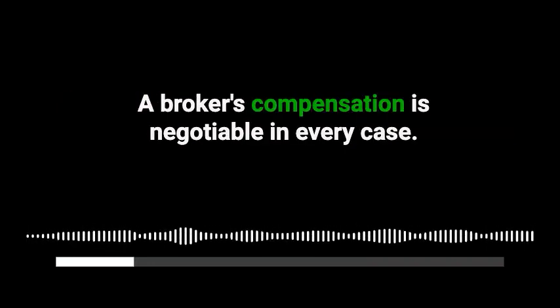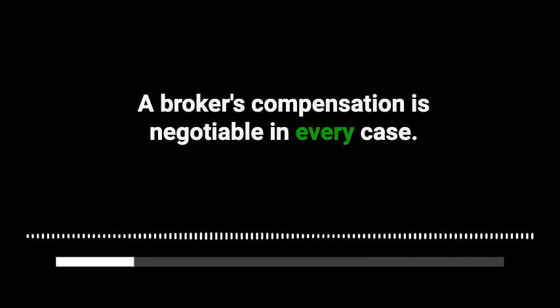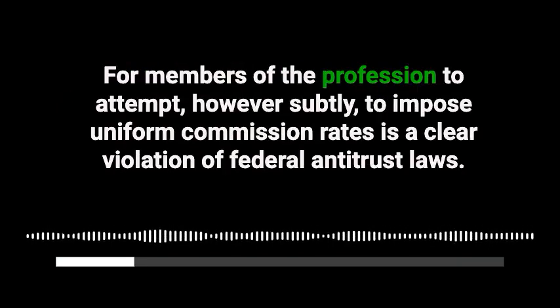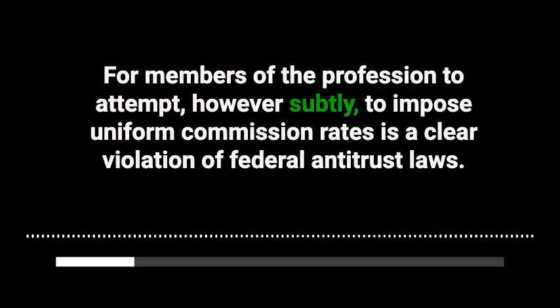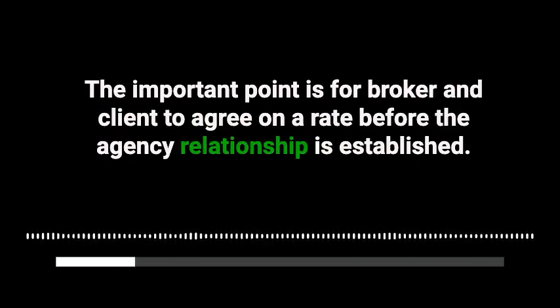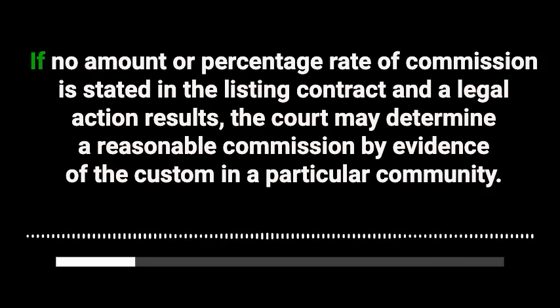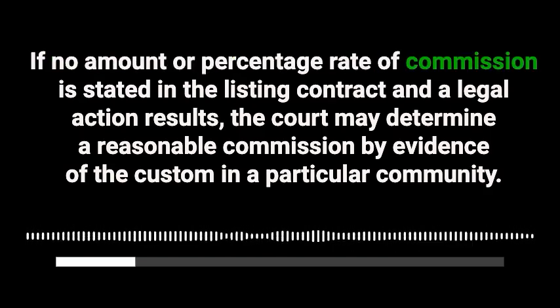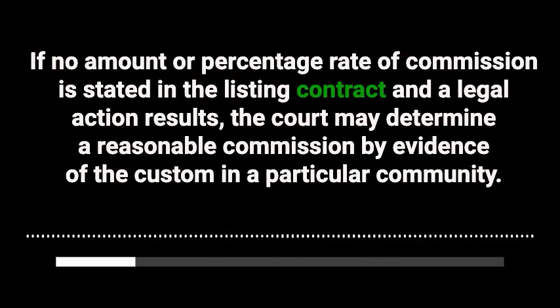A broker's compensation is negotiable in every case. For members of the profession to attempt, however subtly, to impose uniform commission rates is a clear violation of federal antitrust laws. The important point is for broker and client to agree on a rate before the agency relationship is established. If no amount or percentage rate of commission is stated in the listing contract and a legal action results, the court may determine a reasonable commission by evidence of the custom in a particular community.